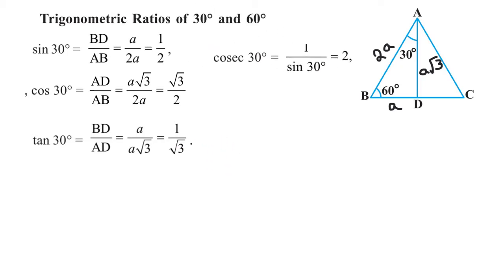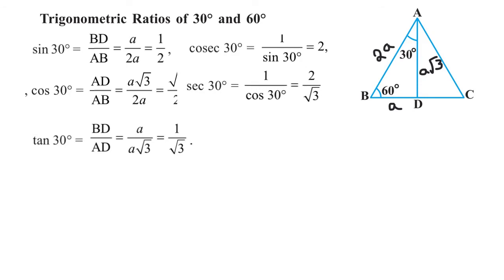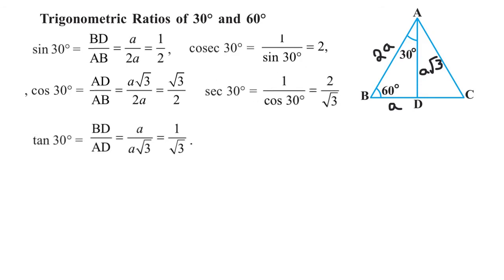So, cosecant 30 is going to be 2. Secant 30 is going to be 2 over root 3. Cot 30 is going to be root 3. So, we know what the trigonometric ratios of sine, cosine, tan, cosecant, secant, cot are for 30 degrees.